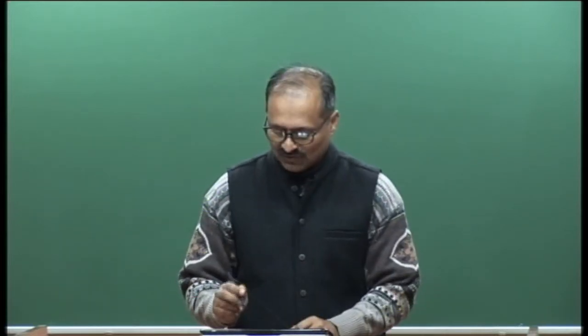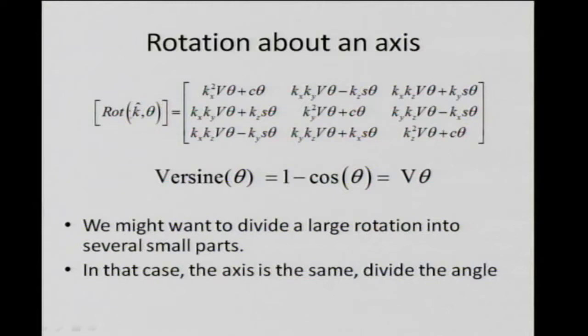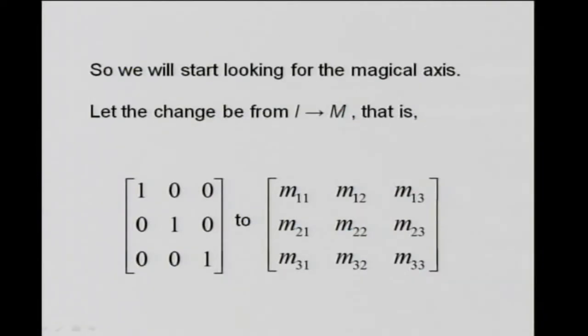So, this matrix is useful to work with that, and once we have extracted the k and the theta, the direction and rotation theta, then we can use this quite effectively to work on the problem. So now we will start looking for the magical axis. We will keep it simple first. We will change from the identity matrix to a target matrix. And now we are dealing only with the rotation part, so 3x3 is fine. Later on we will generalize it so that we do not need to start with the identity matrix, we can start from any matrix and go to another matrix.